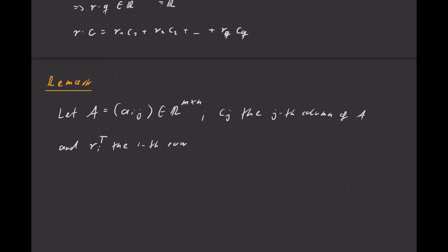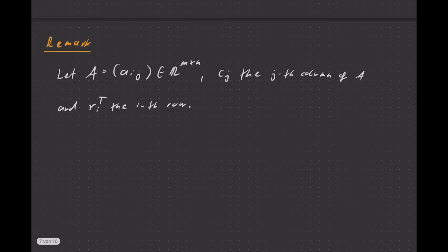And I'll use Ri transpose because I want Ri to be a column vector just as C, and I want the transposed vectors to be row vectors. Okay, then for a vector x, we'll just take a vector x in R to the n and we multiply A by x. How can we interpret the result here? So let x be the vector x1 to xn, a vector in R to the n.